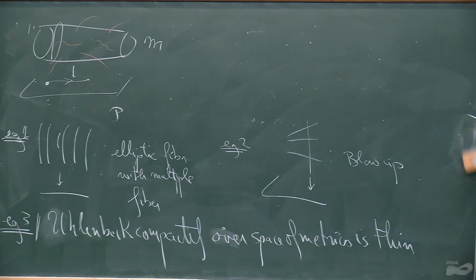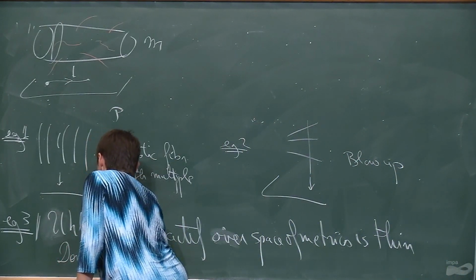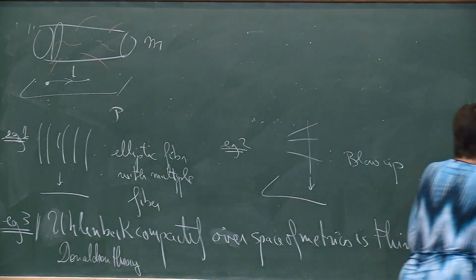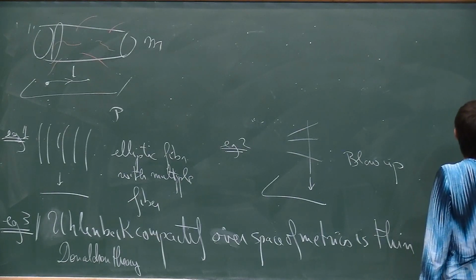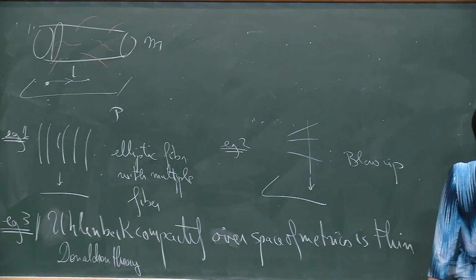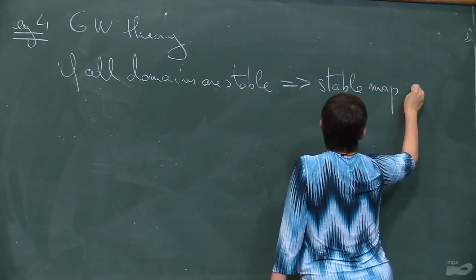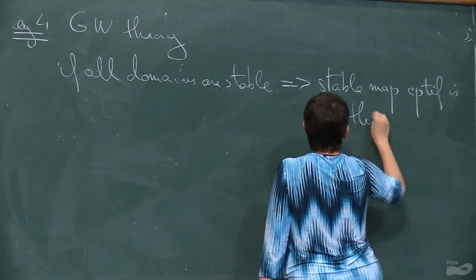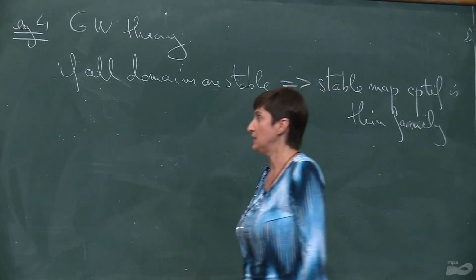And then the other example that maybe we care most about is that if you look at stable map compactification, if you look at Gromov-Witten theory, right? So this is Donaldson theory. If you look in Gromov-Witten theory, you need some assumptions. So if all domains are stable, then the stable map compactification is a thin family. So you, in particular, have this relative fundamental class.